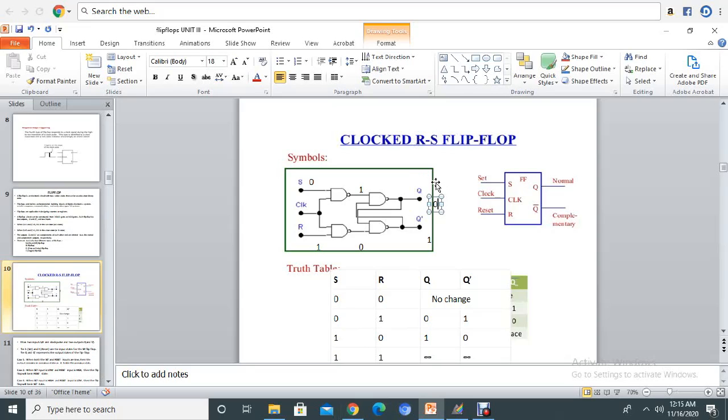Now the output of the flip-flop is cleared. To clear the flip-flop, you have to apply reset is equal to 1. When you apply reset is equal to 1, the output becomes 0. That means the flip-flop will be cleared. So to clear the flip-flop, you have to apply reset is equal to 1.